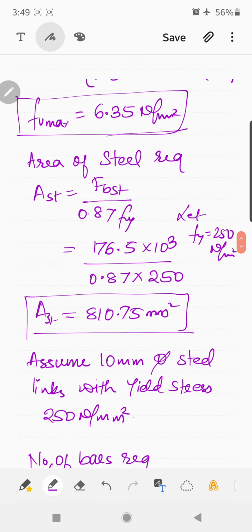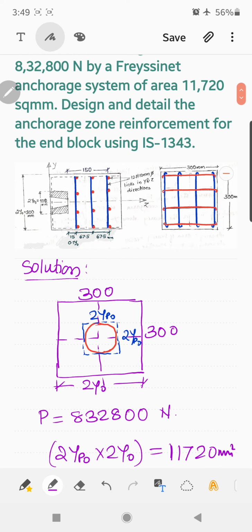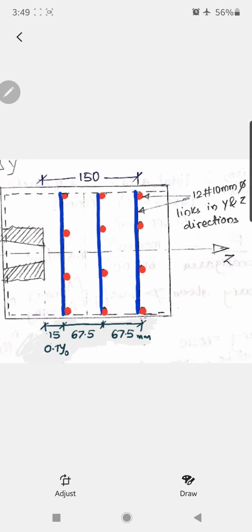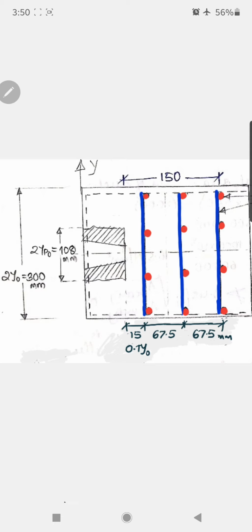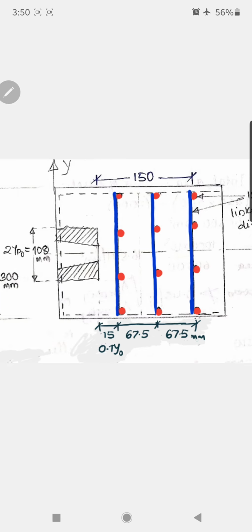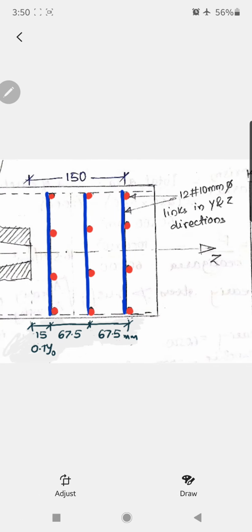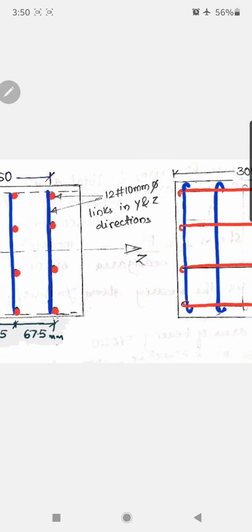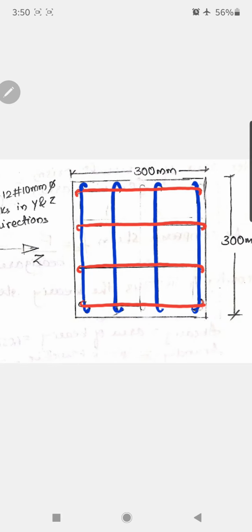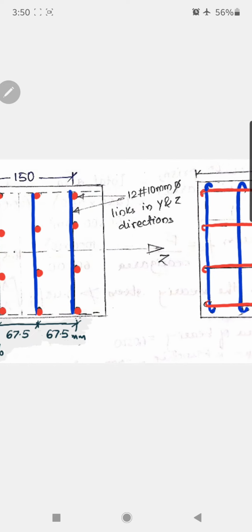So this is the detailing. See, 2y0 is 300 mm, and this is 150 mm. You have to distribute from 0.1 y0 to y0, that means from 15 mm to 150 mm. Clear? How many bars do you provide? 4 bars: 1, 2, 3, 4, and 1, 2, 3. So 12 bars in total, 12 bars of 10 mm diameter in the y and z directions. This is the mesh you get for a size of 300 mm by 300 mm.